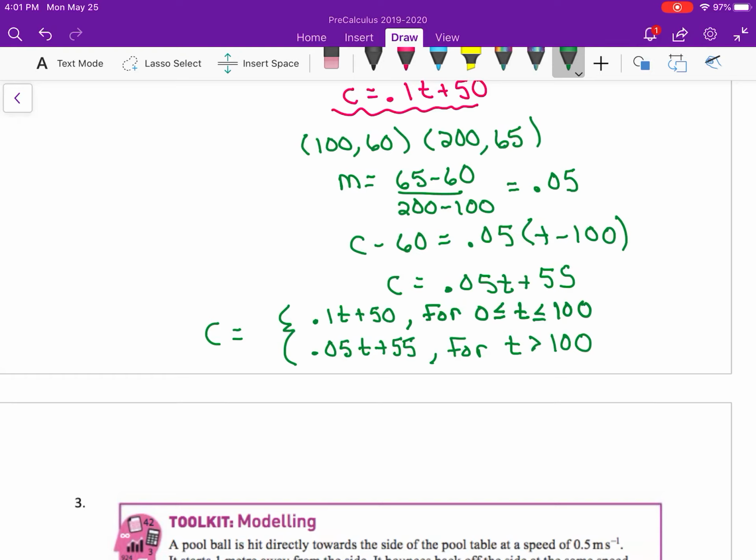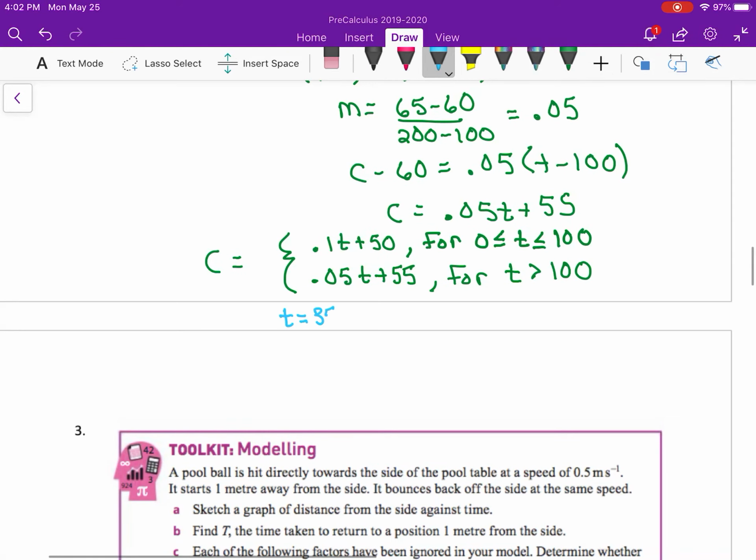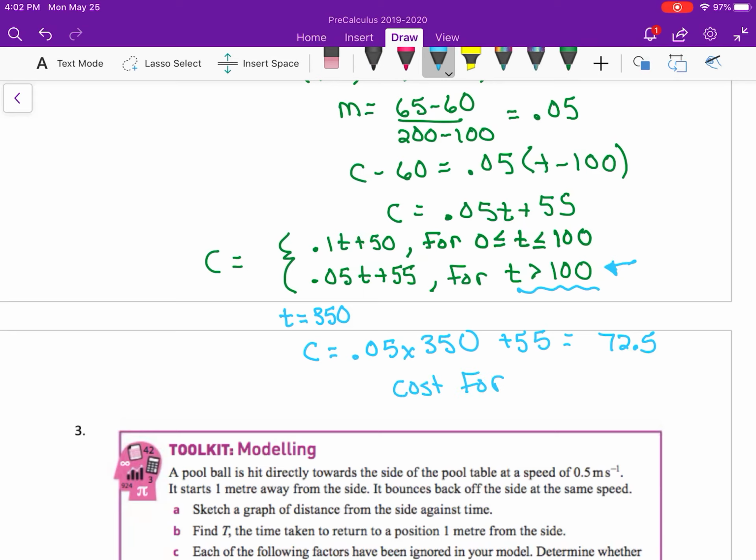The second part of our question asks, find the total monthly cost in a month when the total call time was 350 minutes. So all we're going to do is say t equals 350 minutes. So c would equal 0.05 times 350, because we're using this equation here, because t is greater than 100, and then plus 55 for a total of 72.5. So the cost for 350 minutes is $72.50. That's a dollar sign.